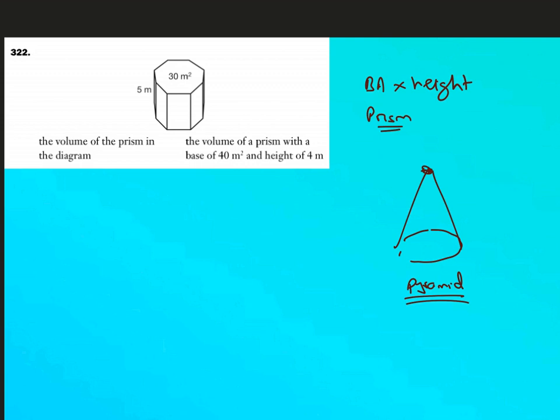Okay, so what we have to compare is the volume of this prism, which is base area into height, 30 times 5 equals 150 meter cube, to the volume of a prism with base of 40 and height of 4, that's 160 meter cube. Both are prisms, so base area into height. Clearly 160 is more than 150, so the answer is B.